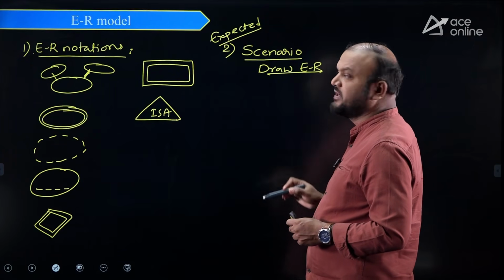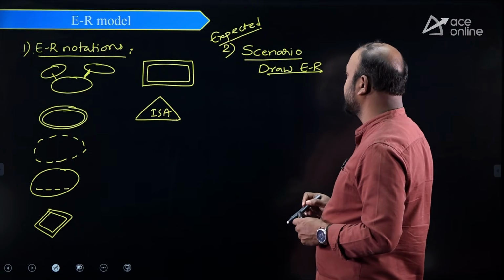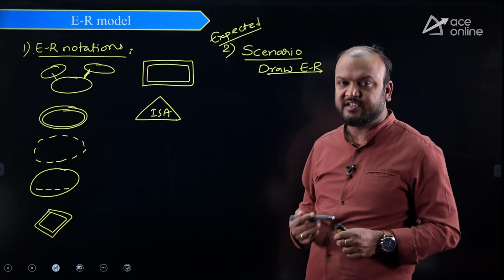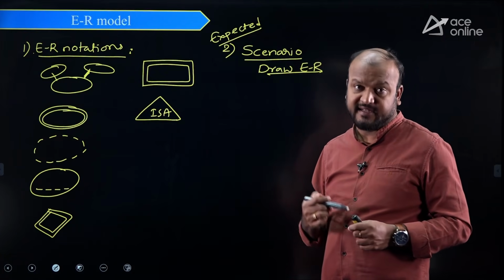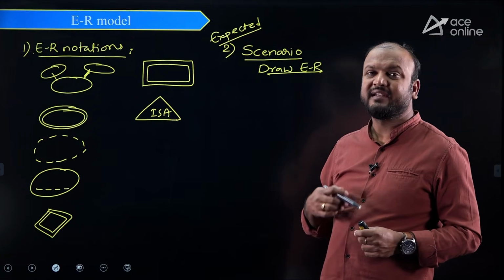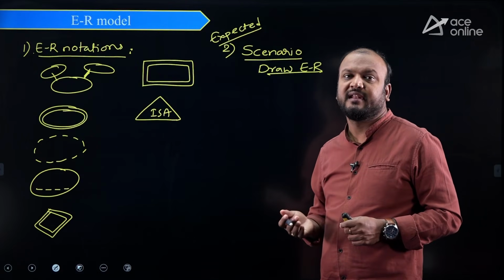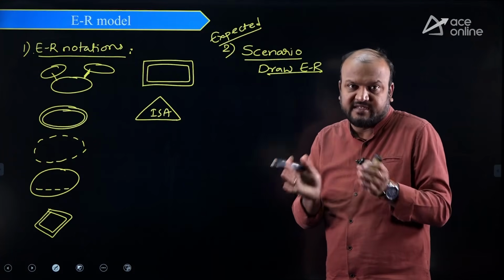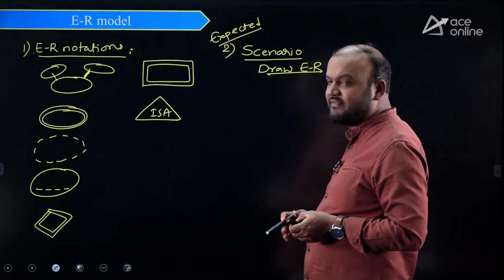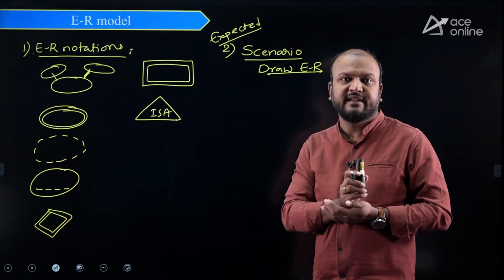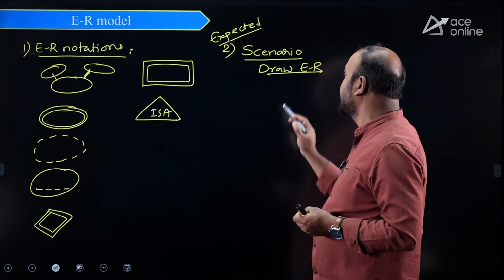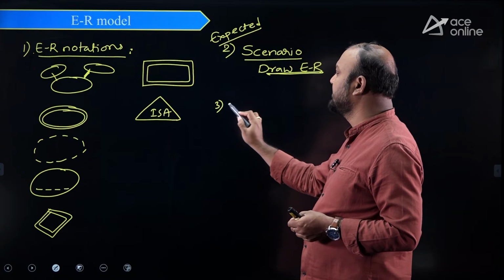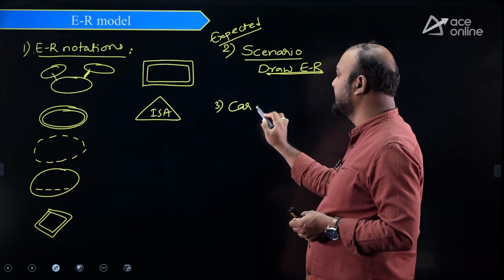On the ER model, you will be asked questions like partial participation, total participation, key constraints, cardinality ratios, and on conversion of that ER model, like how many tables are possible. These kinds of questions are expected, and those expected questions I have included in your test series. Fine, this is expected. And third thing, you can expect questions on cardinality ratios.